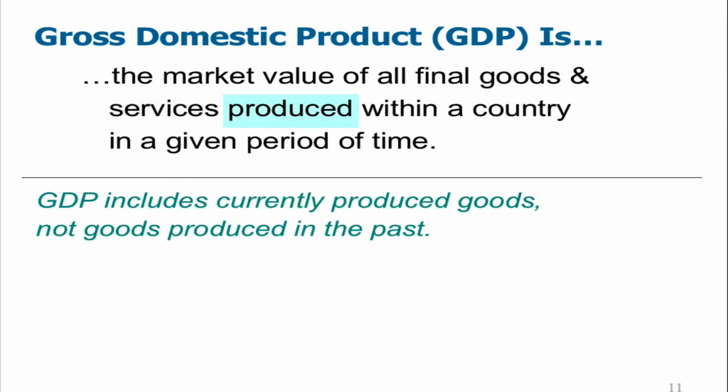Produced. Currently produced goods. Currently produced goods. Currently. Not goods produced in the past. There's a reason for this. We'll get into it.